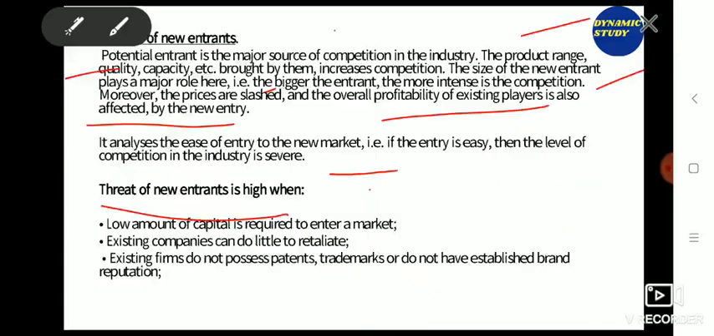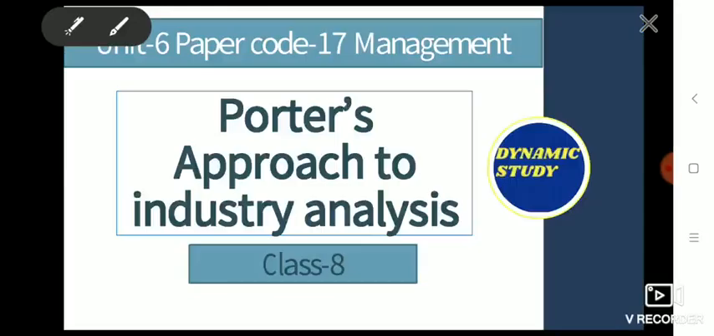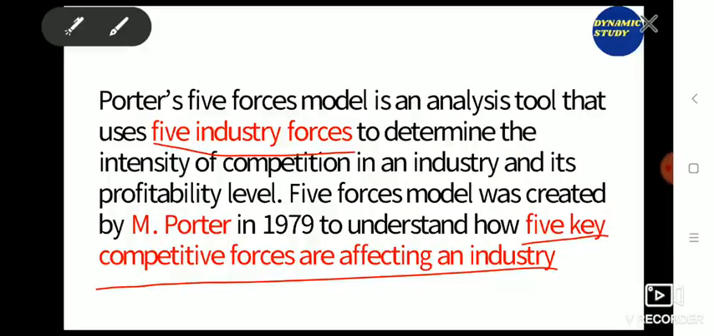Let's briefly recap Porter's 5 force model. It is an analysis tool that uses industry forces to determine the intensity of competition in an industry and its profitability level. This model was created by Michael Porter in 1979 to understand how the 5 key competitive forces affect an industry. The 5 forces are threat of new entries, bargaining power of suppliers, bargaining power of buyers, threat of substitution, and competitive rivalry. Some scholars have also added one more force, complements. So this is all about today's topic.